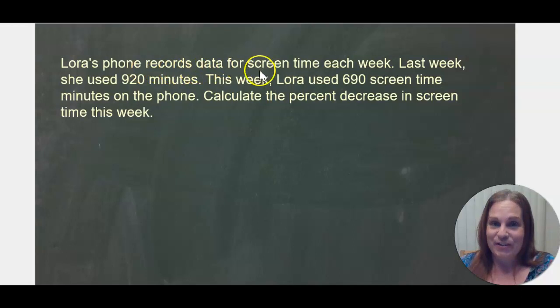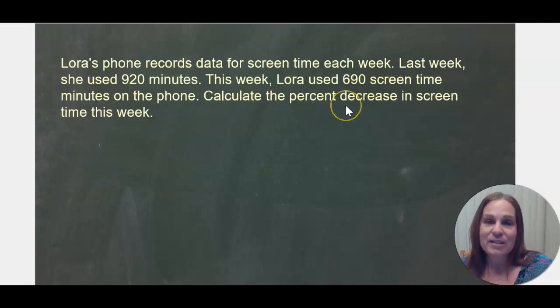Laura's phone records data for screen time each week. Last week she used 920 minutes. This week she used 690 screen time minutes on the phone. Calculate the percent decrease. Okay.